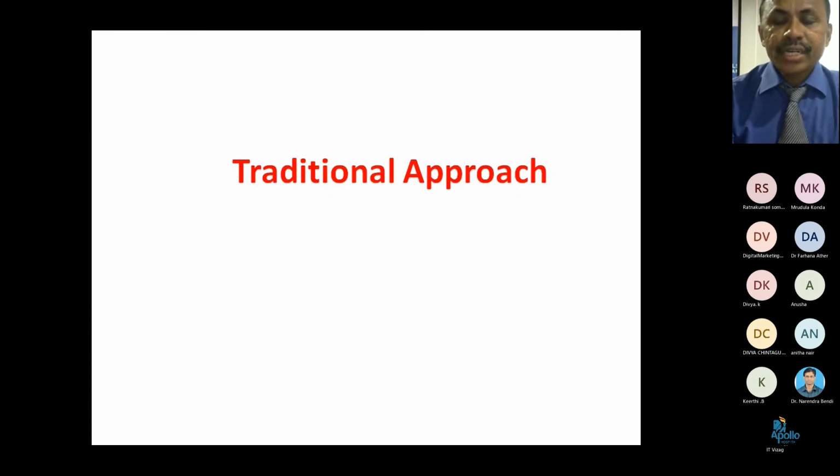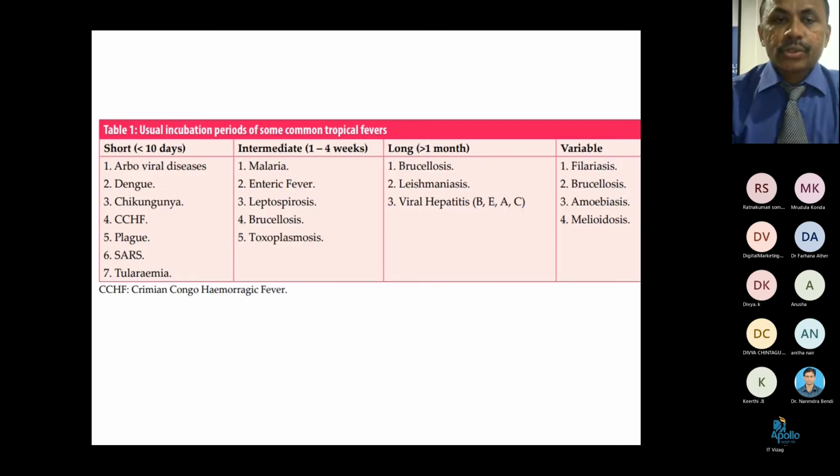So what is the traditional approach when you come across a patient with fever? You take the history, as I mentioned: travel history, exposure history, and geographical location of the patient. Is this particular patient from an endemic area for a particular disease? And then you look at the duration of symptoms, and if at all we can elicit the possible incubation period, we can classify various diseases into short, intermediate, long, and variable incubation periods.